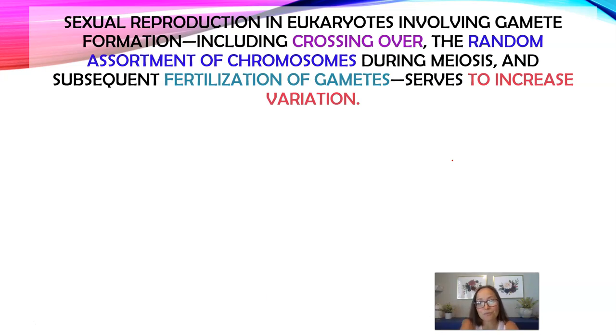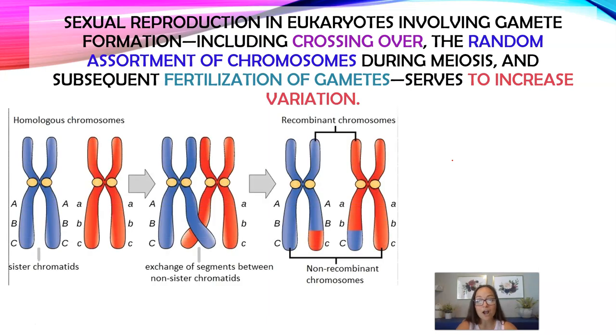So when we think about the three main sources of variation in sexual reproduction, this is separate from mutations, for example. Mutations occur constantly in both asexual and sexual reproducing populations. But when we talk specifically about sexual reproduction, crossing over creates unique and new combinations of DNA that have never existed.